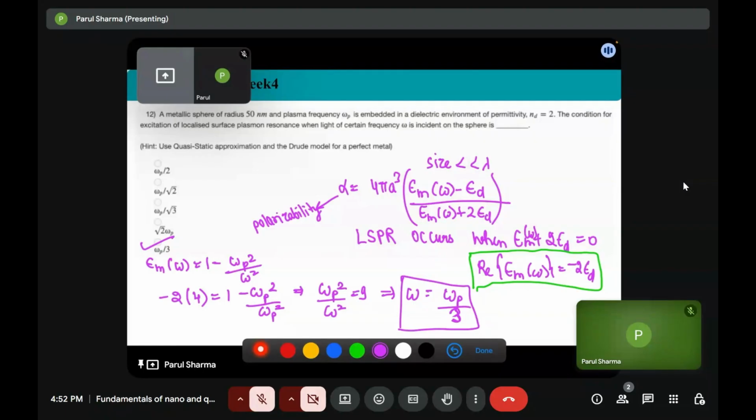So this was all about the plasmonics. Next we have a few questions from the book.